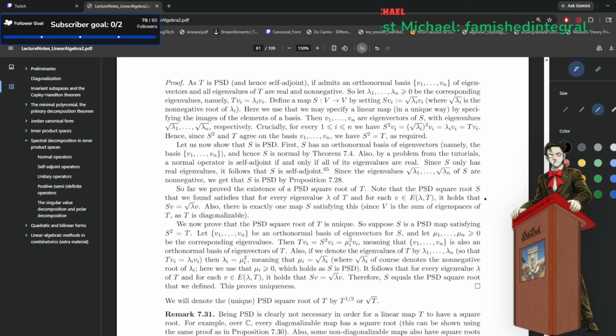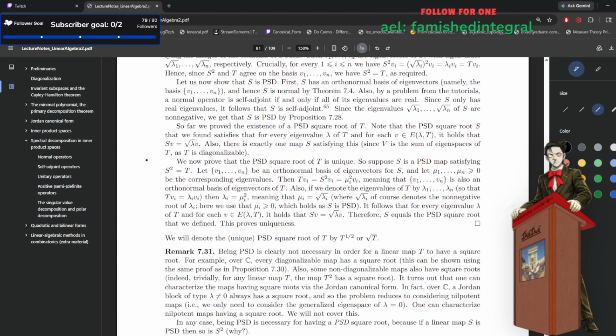First, S has an orthonormal basis of eigenvectors, namely the basis v1 through vn, and hence S is normal by theorem 7.4. Remember. So, yeah. Continuing. Since S only has real eigenvalues, it follows that S is self-adjoint. And since the eigenvalues lambda 1 through lambda n of S are non-negative, we get that S is positive semi-definite by proposition 7.28. Look at all the work we put in actually coming to use.